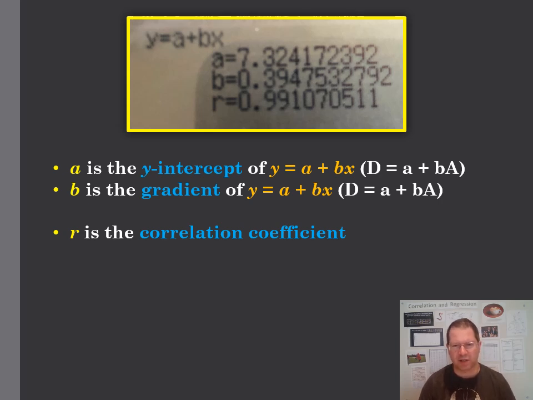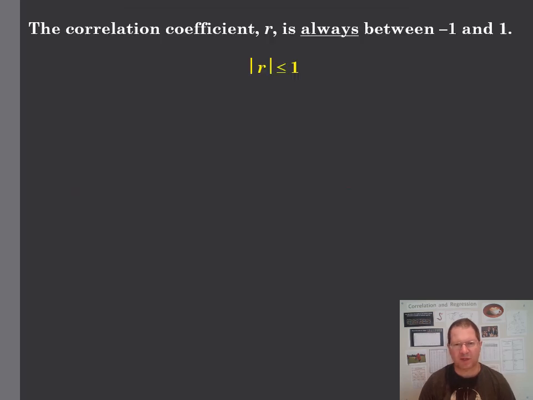The information we really want to extract from here for our purposes is the correlation coefficient, which is 0.991 to 3 decimal places. So some information about correlation coefficients. They are always between -1 and 1. I've used the modulus signs there to show that the size, the magnitude of the correlation coefficient is always less than or equal to 1.